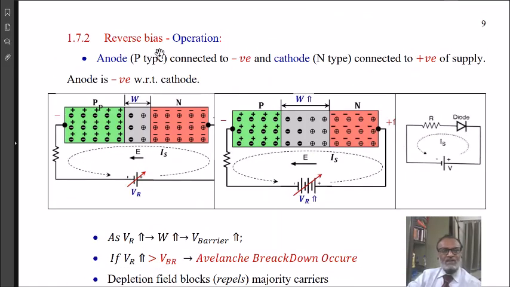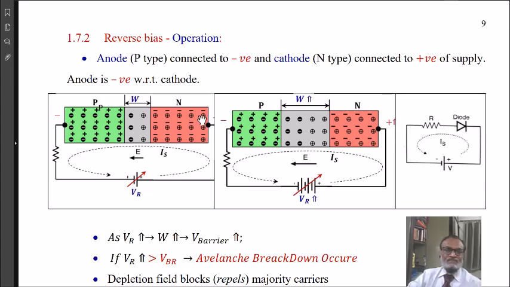Now let us study the operation in reverse bias. See here again, there is a P side and an N side, with free holes shown by the plus sign and immobile ions shown by the solid dots with the negative sign. Whereas on the N side, the minus sign indicates the free electron and the plus sign in the circle indicates the immobile ion. Now, when we apply the reverse voltage, it means the positive terminal of the battery is connected to the N-type material and the negative terminal is connected to the P-type material.